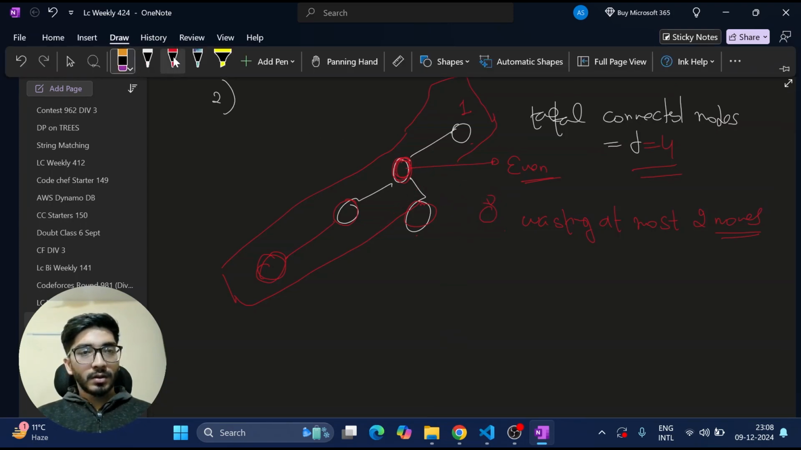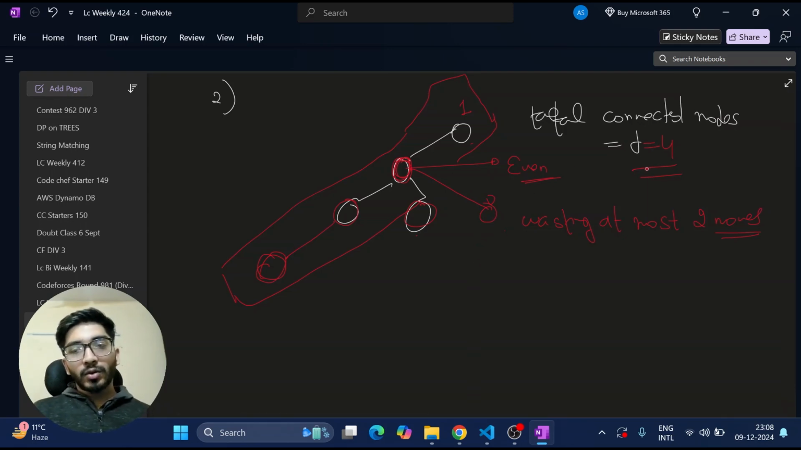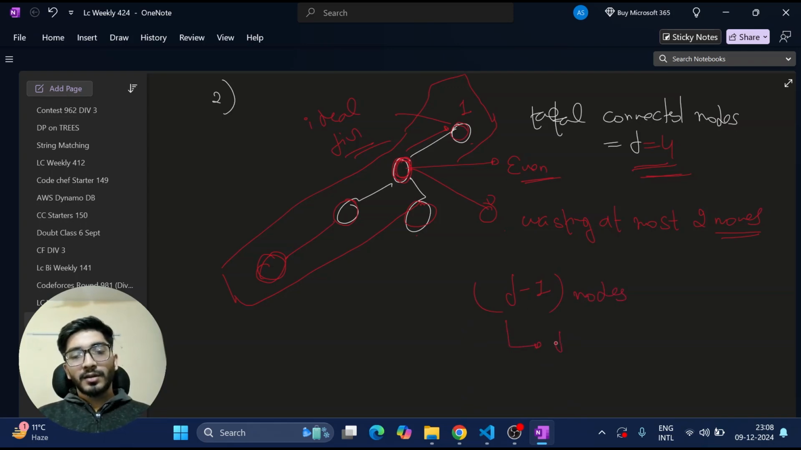Cool. Draw this edge back. Yes. So for this particular node also, if we know that total connected nodes are D, so one node will be in an ideal direction. So this is my ideal direction. So one node will be in ideal direction and D minus 1 nodes will be my deviation. So these will be my deviations that are gonna pull me away from going into the right direction. And for every D minus 1 node, I can waste at most 2 moves.